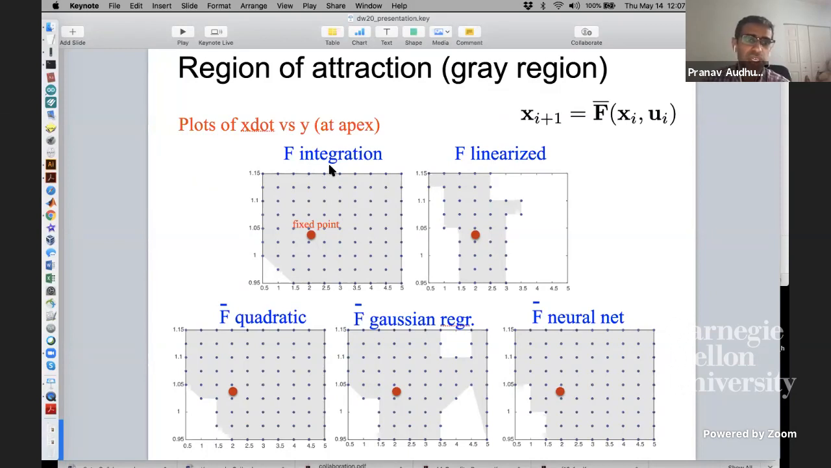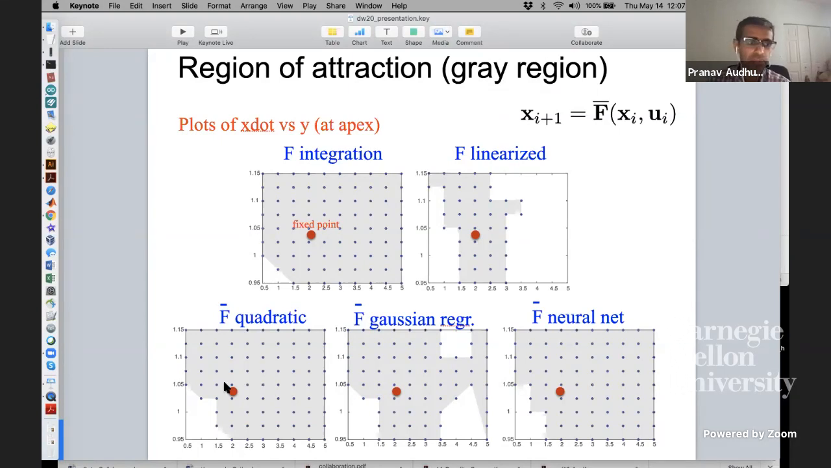F integration uses the integrated model, the exact model, so to say the ground truth. The red is the fixed point, and you can see that it almost covers the whole area I started off with. With the use of linearization, the A and B matrices, you end up with a smaller region, and the plots below show 3 possible approximations. F is quadratic, F is a Gaussian regression, which is a nonlinear parametric model, and F is a neural network. Each of these is better than the linearization, but not as good as the integration, though they're quite close. For example, the neural net and the quadratic approximation surprisingly give very good stability in this case.